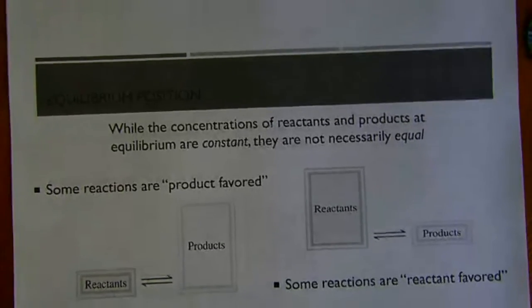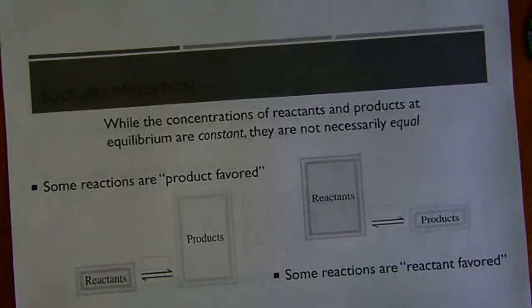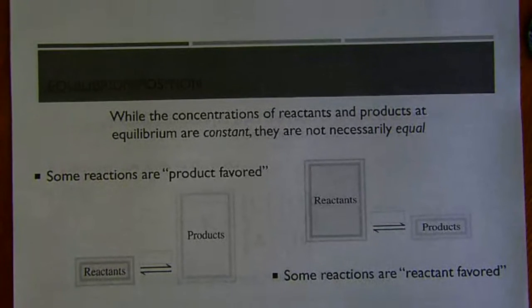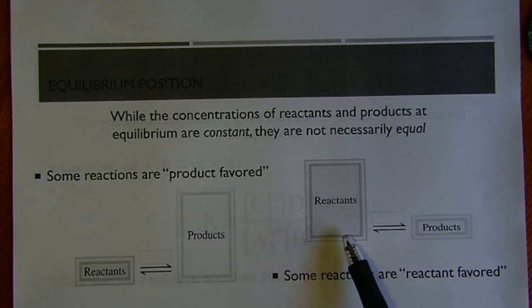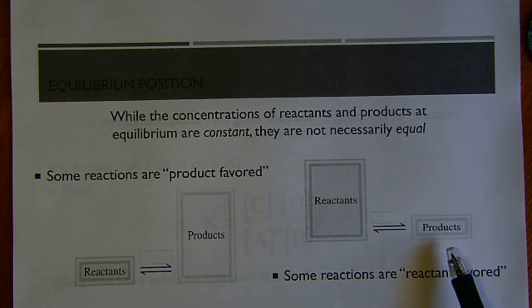It's important to note that while the concentrations of reactants and products are constant at equilibrium, they're not necessarily equal. Some reactions are product favored, which means that at equilibrium, there's a higher concentration of products than reactants. Some reactions are reactant favored, which means that at equilibrium, the concentration of reactants is greater than the concentration of the products.